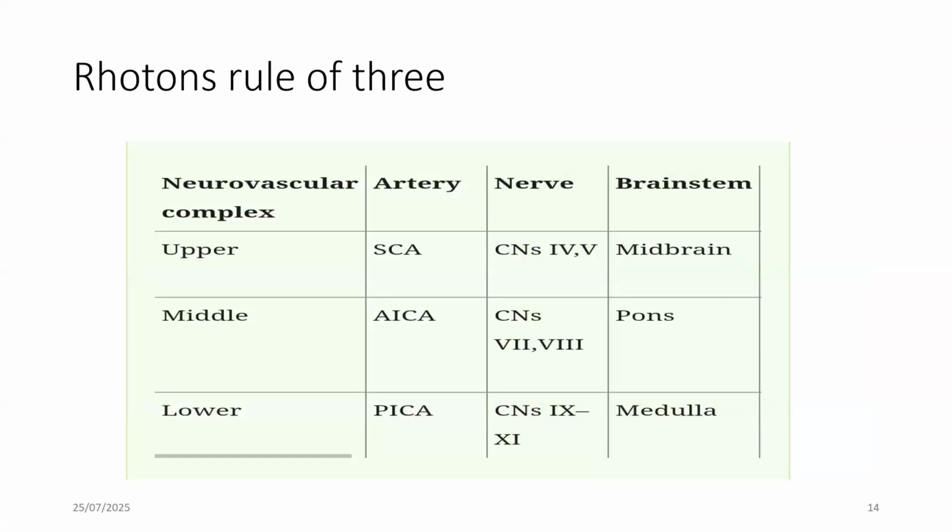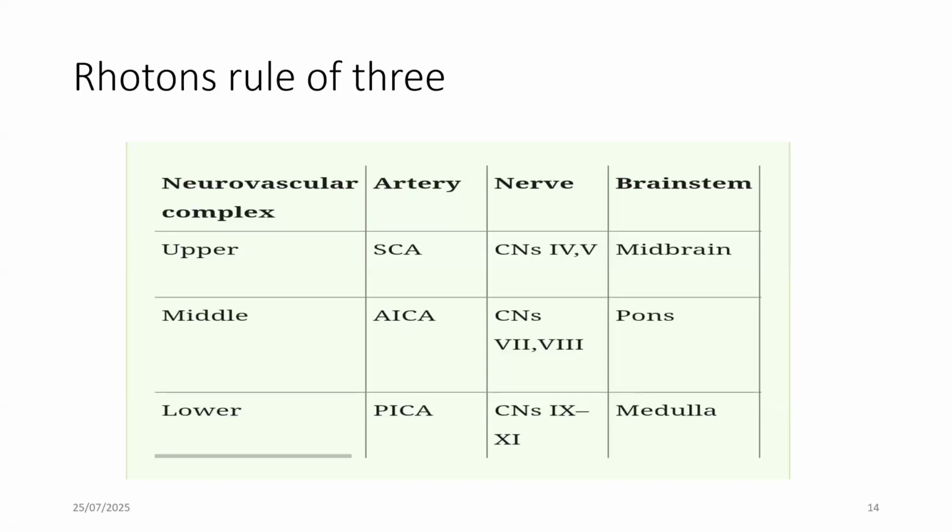the CP angle. And this rule of 3 means that we have 3 different parts of the particular structures that correspond in this space. For example, in the upper neurovascular structure, we have superior cerebellar artery, and the nerves, cranial nerve 4, cranial nerve 5, and that corresponds to the midbrain. And then the middle neurovascular structure, we have AICA, pons at that same level, and then the lower, PICA, cranial nerves 9 to 11, and medulla at that same level.